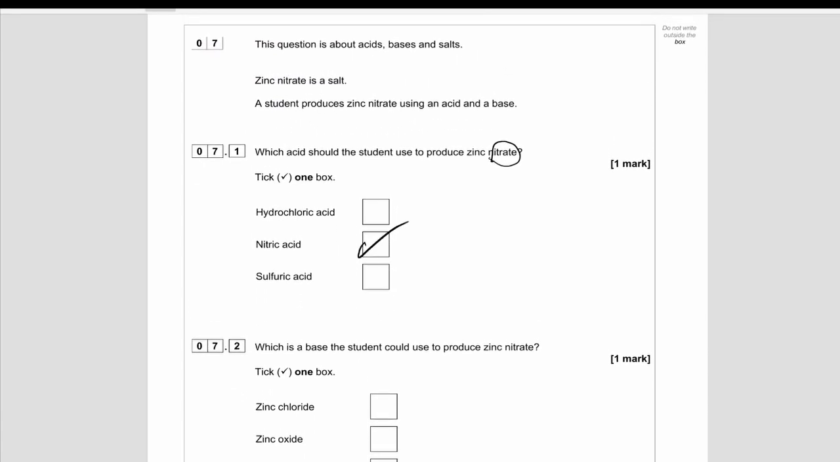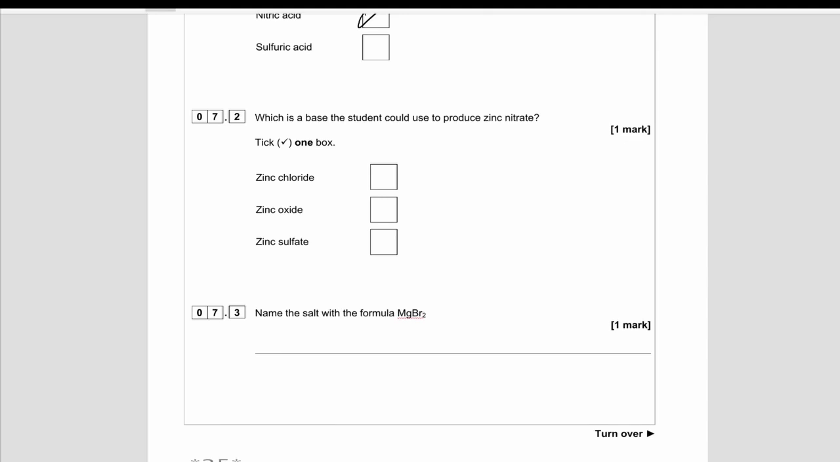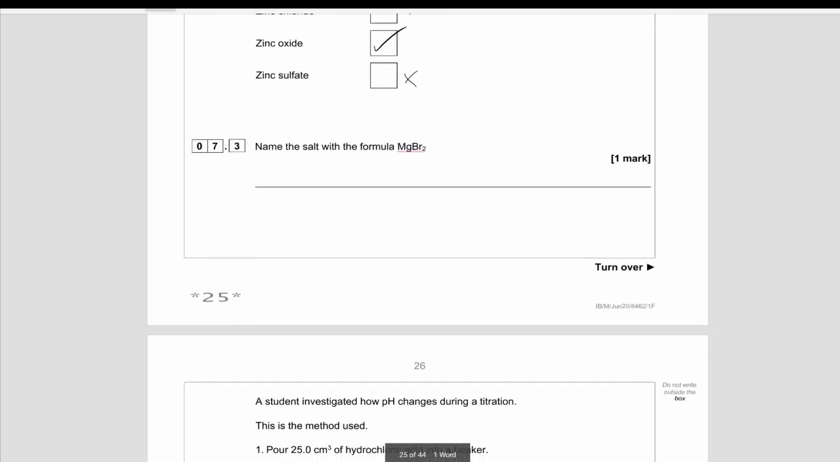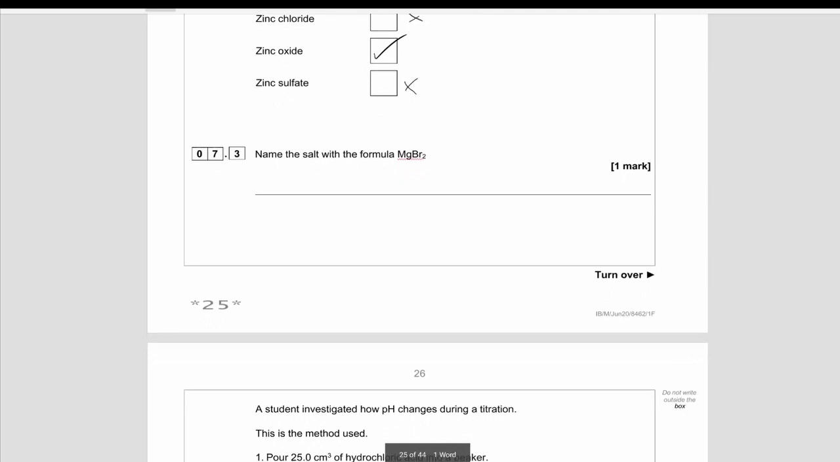The next question you were asked is, which is a base the student could use to produce zinc nitrate? We're looking for a base here, so we're looking for an insoluble solid to work with. Zinc chloride is soluble, so it's an alkali, not a base. Zinc sulfate is soluble, so it's an alkali, not a base. And zinc oxide is the only one of those that is insoluble for you to work with. Oxides tend to be insoluble. Other salts tend to be soluble. So that's the reason why that's not the answer.